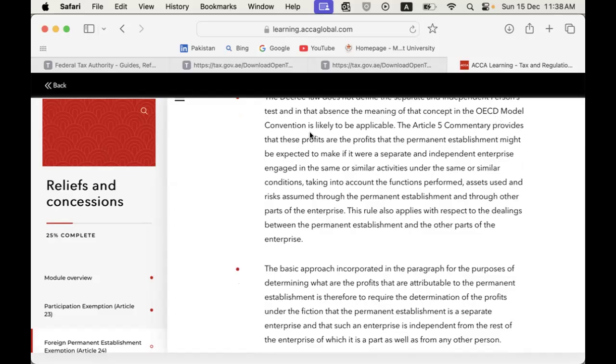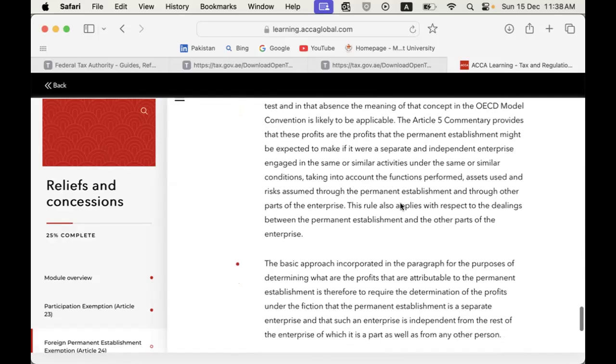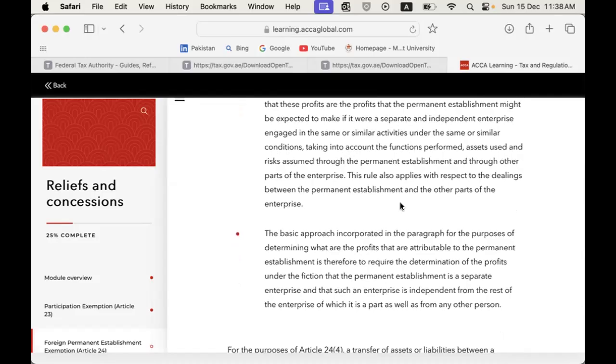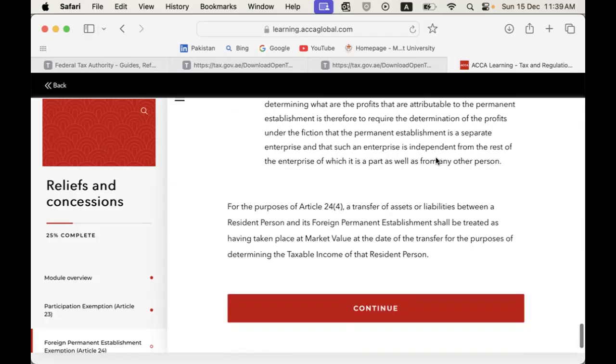concept in the OECD Model Tax Convention is likely to be applicable. The Article 5 of the commentary provides that these profits are the profits that the permanent establishment might be expected to make if it were a separate and independent enterprise. So basically, all we are saying is that the permanent establishment has to be seen as a separate company, a separate taxable person. The basic approach incorporated in the paragraph for the purpose of determining what are profits that are attributable to the permanent establishment is therefore to require the determination of net profits under the fiction that the permanent establishment is a separate enterprise.